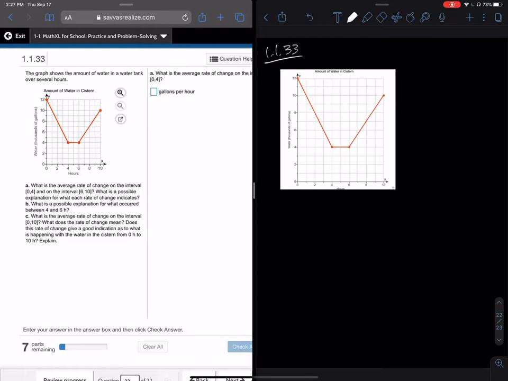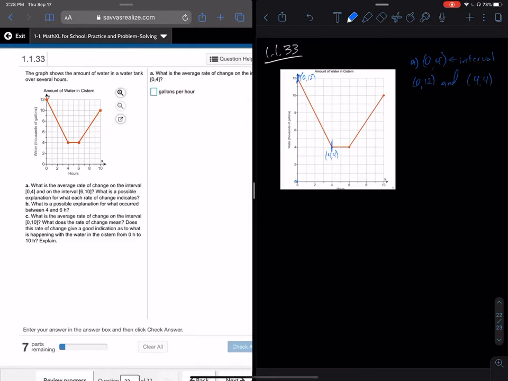All right, so the interval 0, 4, let's start with the first one. So we're talking about part A here. The interval from 0 to 4, now be careful, that's not a coordinate point. We're looking at this portion here, from here to here. On that interval, my coordinate points are 0, 12, and 4, 4.